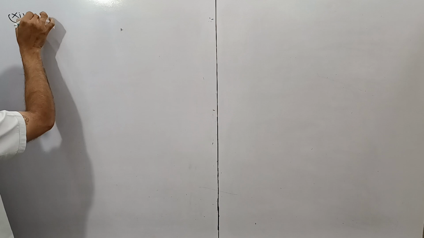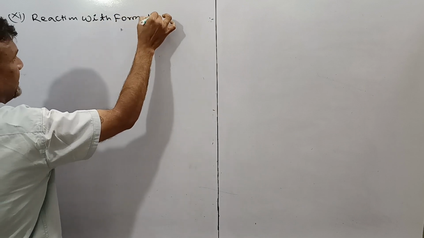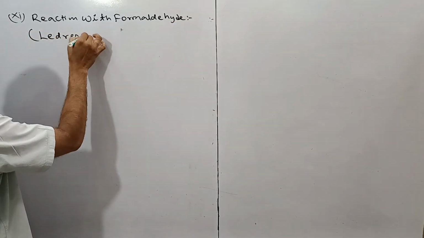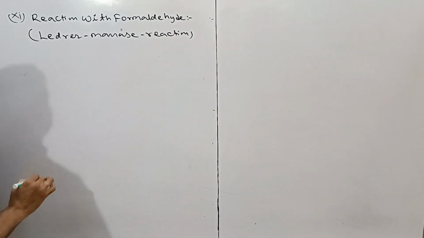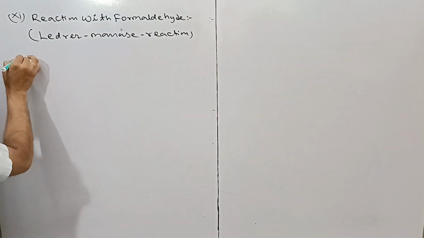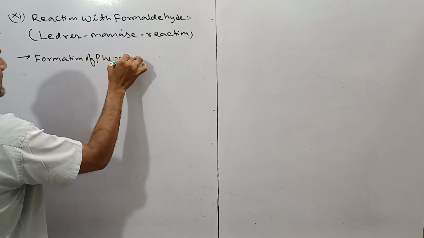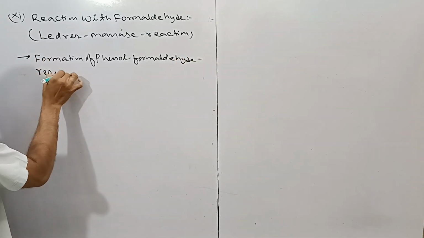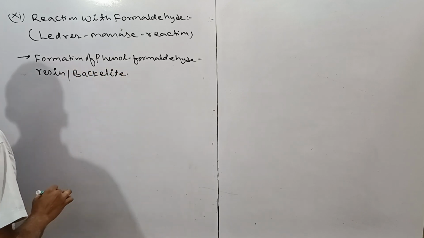This is the 11th reaction. Reaction with formaldehyde. It is also called the Lederer-Manasse reaction also. It's a naming reaction. Through this, there will be formation of phenol formaldehyde resin, or you can call it just bakelite also. It's a polymer.